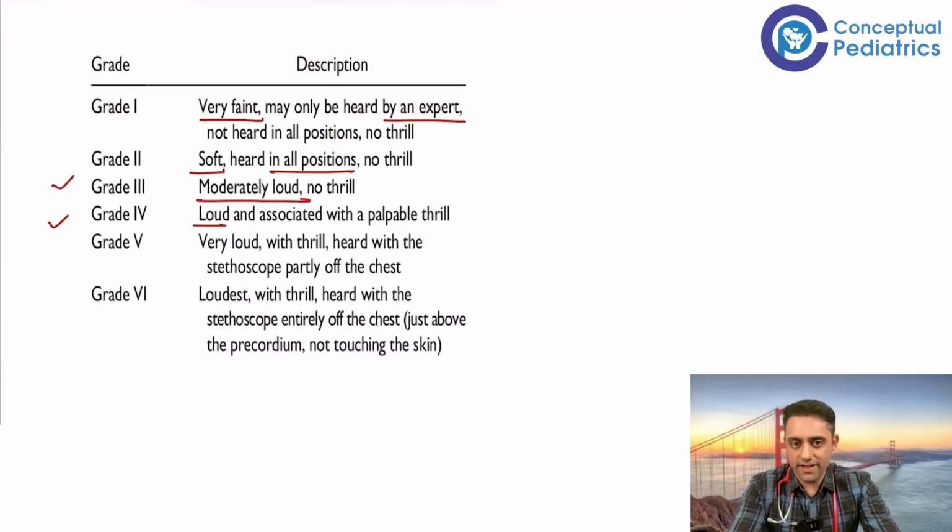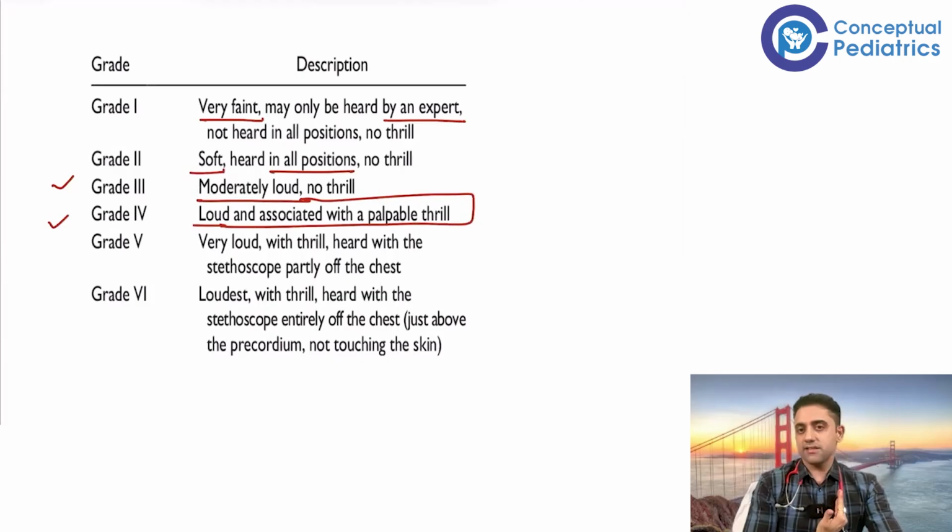Moderately loud is grade 3, then loud is grade 4. So it is very faint, then soft, then moderately loud, and loud. Now the MCQ was, which one is associated with a palpable thrill? If you put your finger on the parasternal area, which one will have a palpable thrill? So this is the MCQ. So grade 4 murmur is loud and it is associated with a palpable thrill.